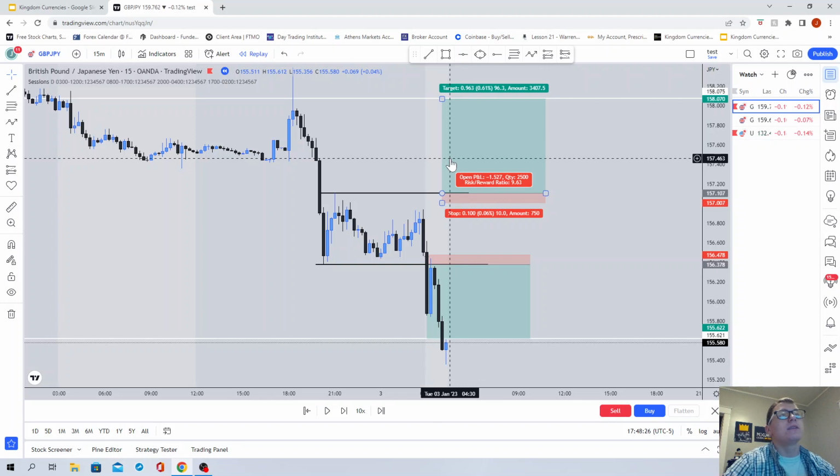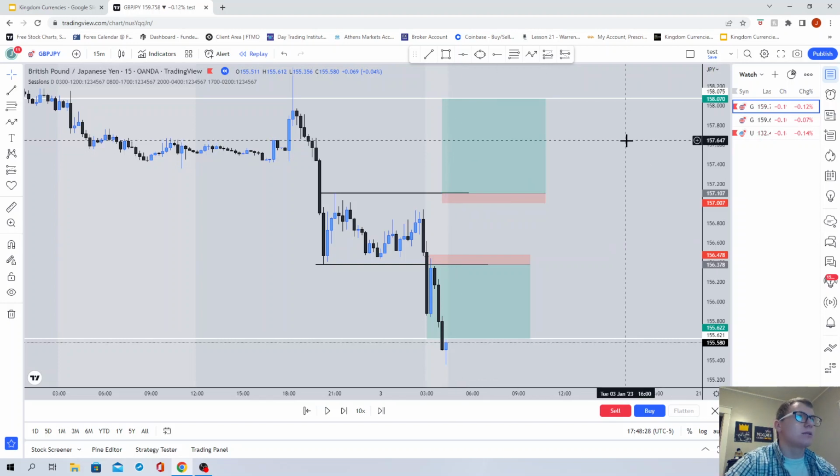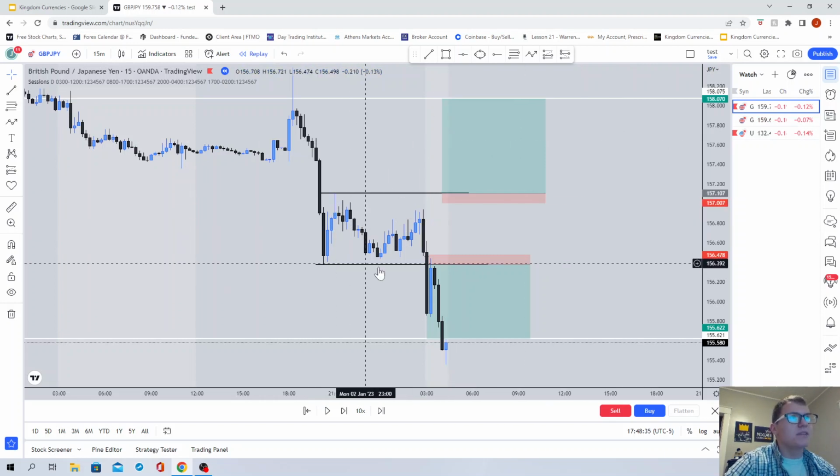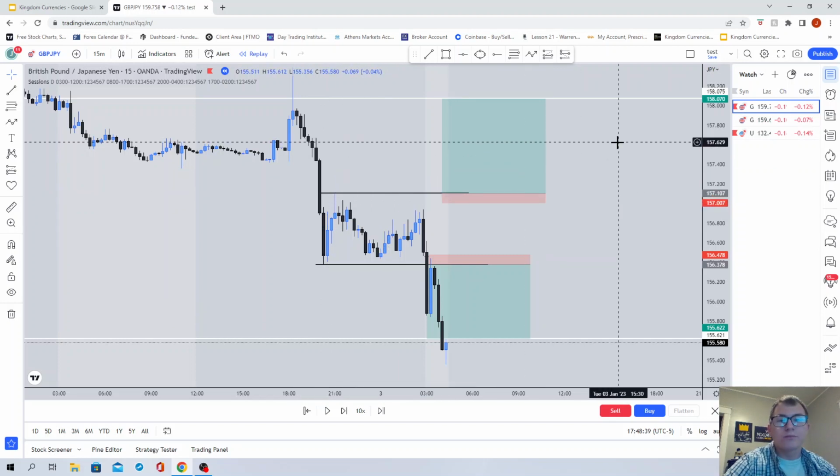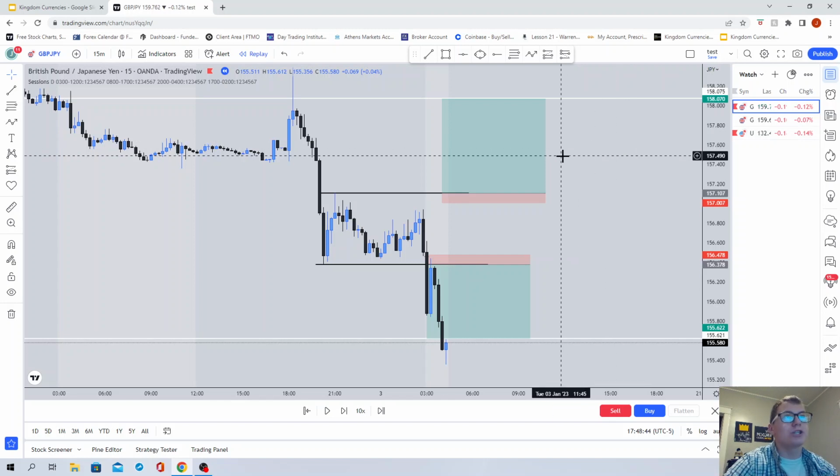You look at the daily to mark your daily support and resistance, 4-hour for your trend, hourly for your trend and potential patterns. And then you drop down to the 15, identify the range, and then set up your if-then scenarios, and then just let the market do what it does. That is top-down analysis and time frame correlation.